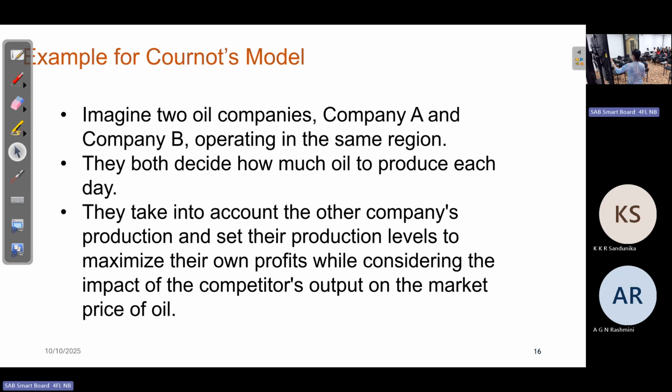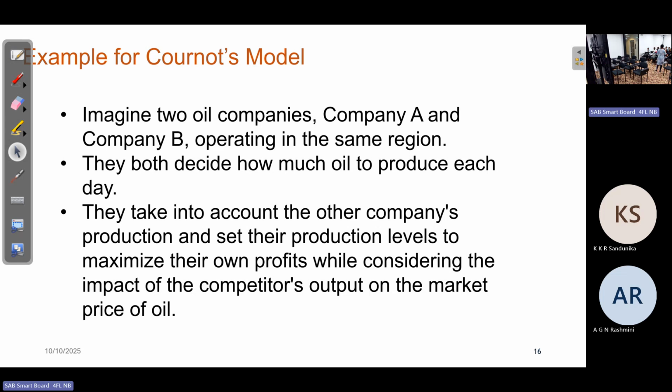They take into account the other company's production and set their production levels to maximize their own profit while considering the impact of the competitors' output on the market price of oil. So let's say firm A and firm B want to decide their quantity.